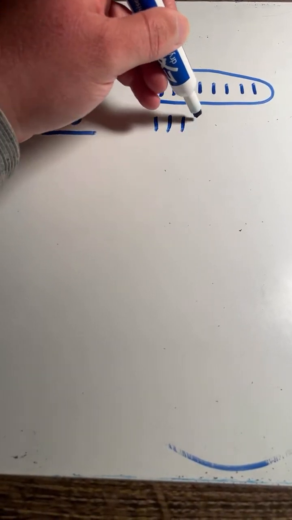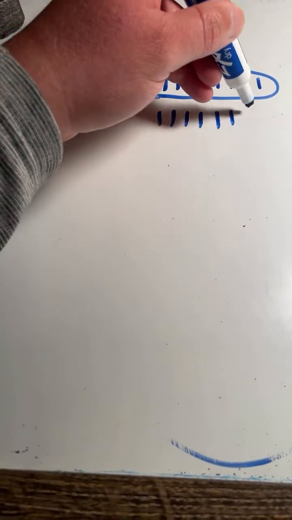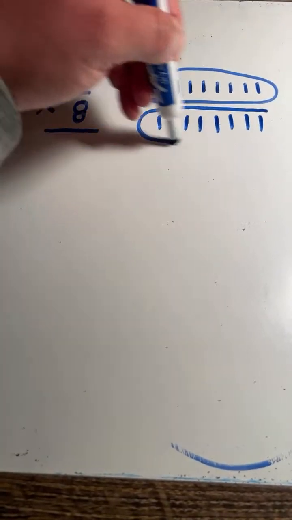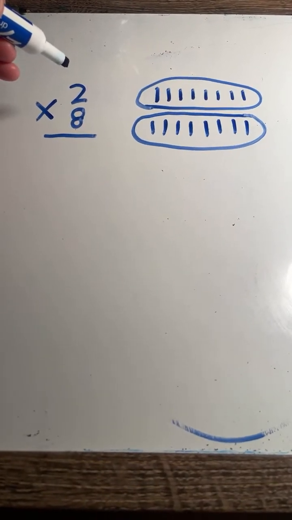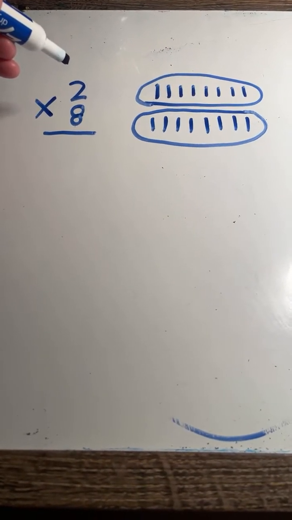1, 2, 3, 4, 5, 6, 7, 8. That is 2 groups of 8 tallies. So I have my 2 groups of 8. Now I have to count to find the total.